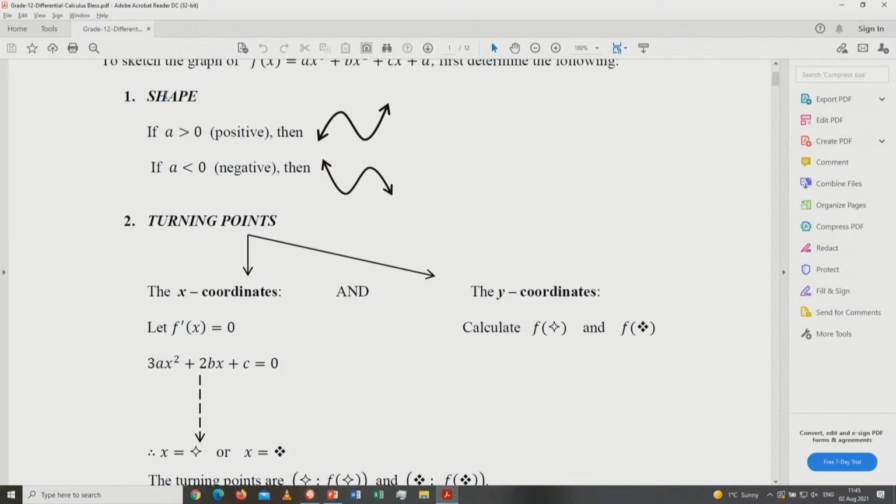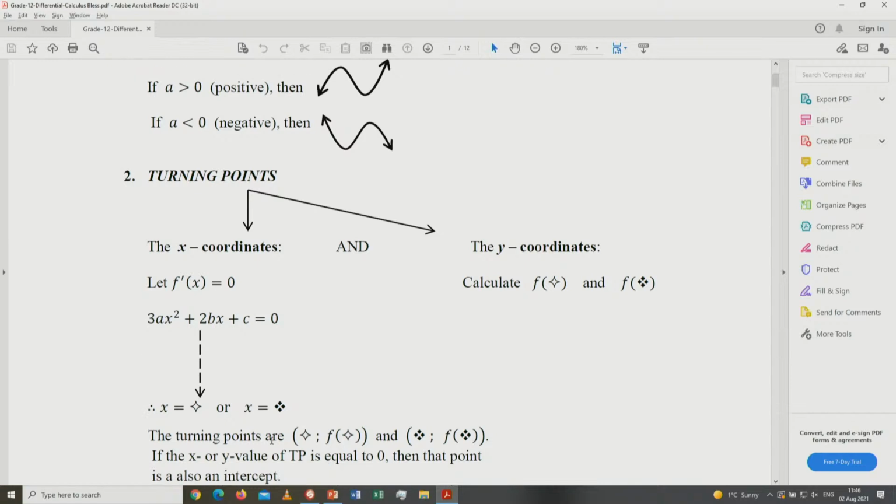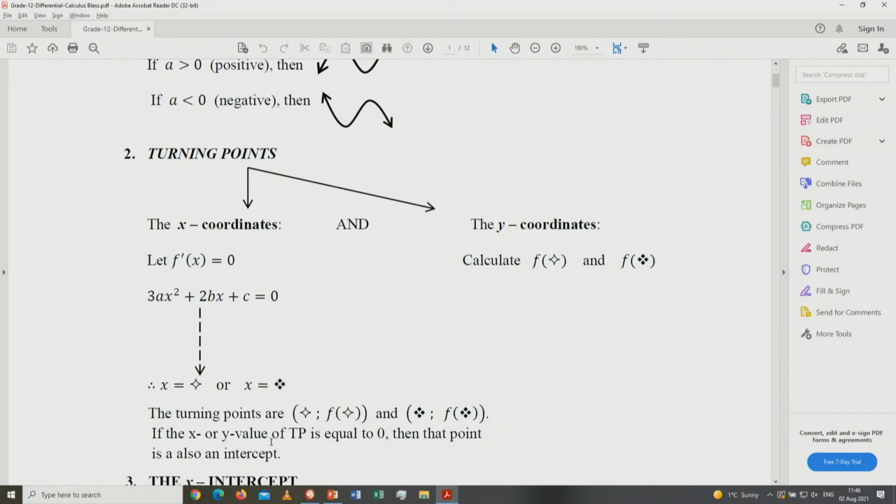I said we determine the shape. Number 2, determine the turning points. At the turning point, f prime of x is equal to 0, so you differentiate your function, equate it to 0, then determine the x values, and thereafter substitute these x values into the original equation to determine the corresponding y values. From there you'll have your turning points, the maximum turning point as well as the minimum turning point.